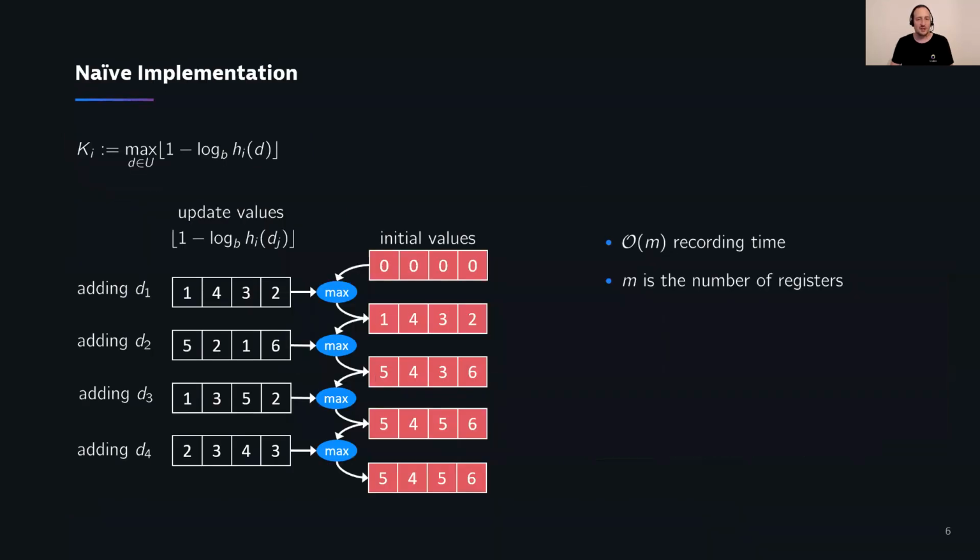The naive implementation would lead to an incremental update time that scales with the number of registers, because for every element and every register, a hash value and the corresponding update value needs to be computed. The component-wise maximum defines the final state.